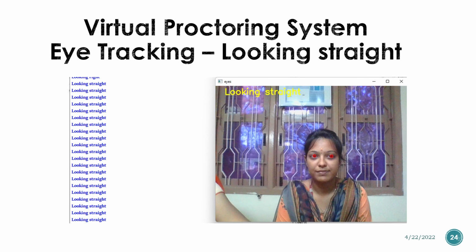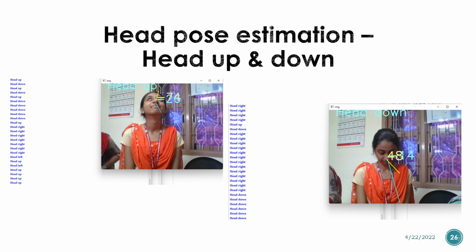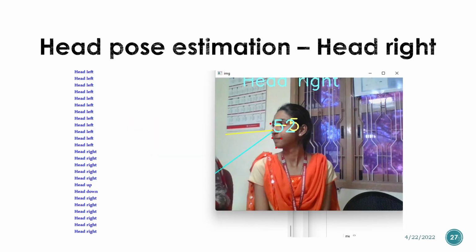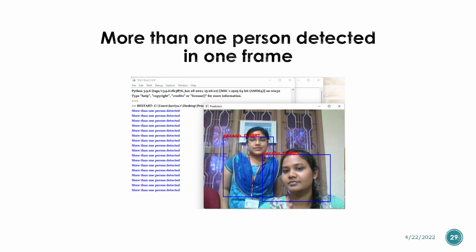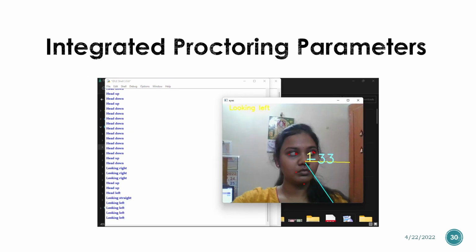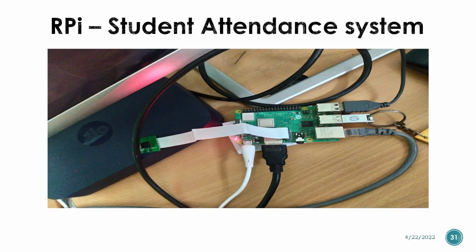And for the proctoring system, we have tracked the eyes for looking straight, right, and left. Head pose estimation, head up, down, left, and right, is detected. Then using mouth open detection, using the distance between the outer and inner lip points, we detect whether the mouth is open or not. Then more than one person in a single frame is detected. This is the output we got after integrating all the proctoring parameters.